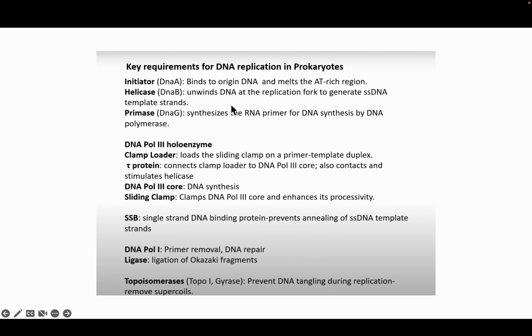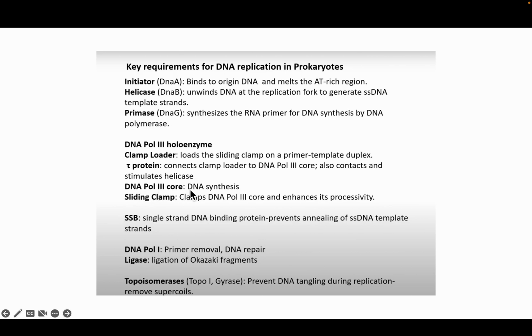So some key requirements for DNA replication. Initiator, also called DnaA, binds with origin DNA and melts the AT rich region. Helicase, also called DnaB, unwinds DNA at the replication fork to generate single strand DNA template strands. Primase, DnaG, synthesizes the RNA primer for DNA synthesis. DNA Pol 3 holoenzyme. Clamp loader loads the sliding clamp on a primer template duplex. Tau protein connects the clamp loader to the DNA Pol 3 core, and also connects and stimulates helicase.